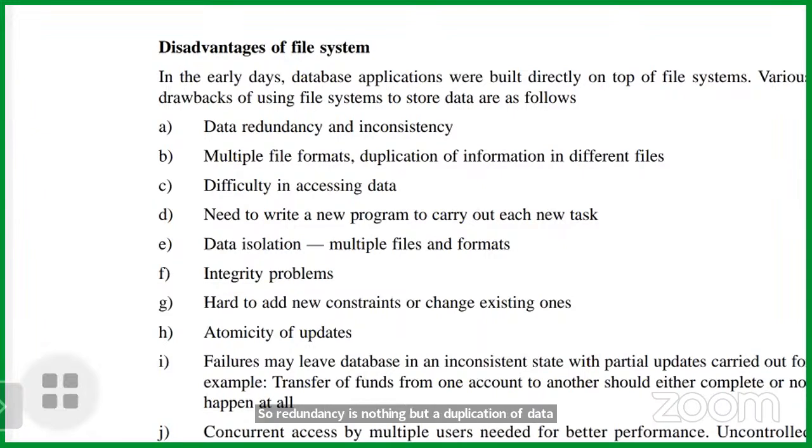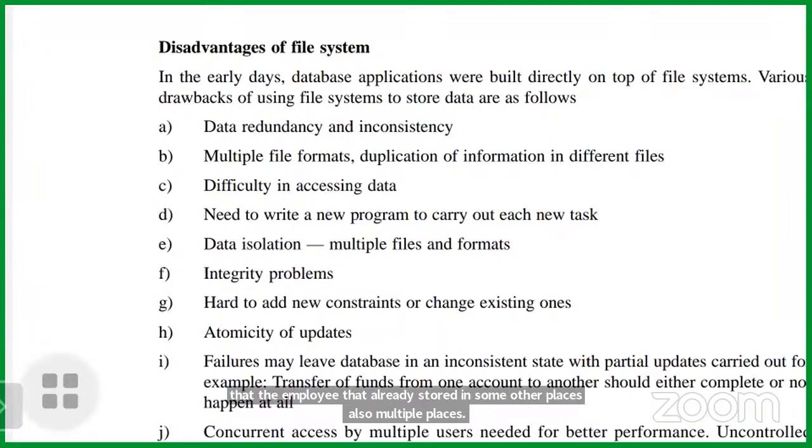And inconsistency. What does inconsistency mean? Whenever duplication of data is there, if you want to access one employee's data, that employee data is already stored in some other places also, multiple places. Okay, so what happened here?